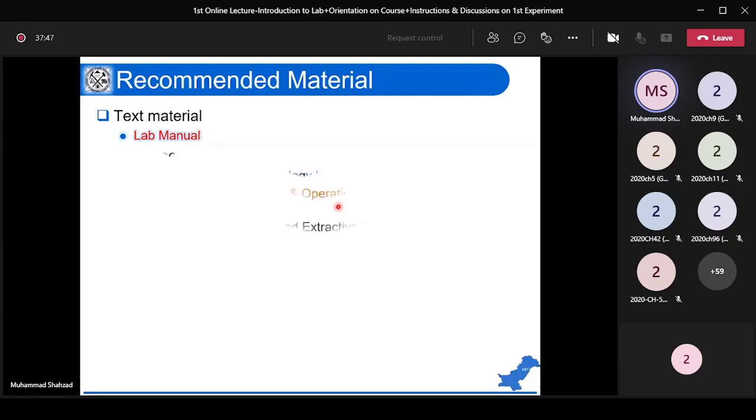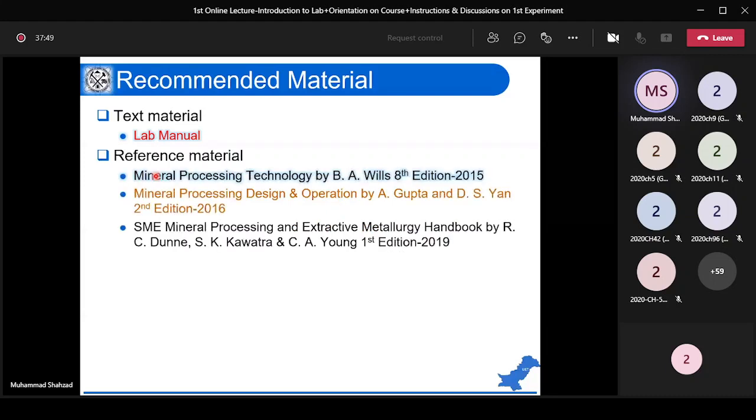And the reference materials. The first book, Mineral Processing Technology by B.A. Wills, 8th edition. It is available on the website Library Genesis. You can download it from there. All these 3 books are available on Library Genesis. But I recommend first you should read the relevant portion from this book. Only the relevant portion. If you want to read the whole book, it is up to you. But I think it is more appropriate if you read the relevant section only first, and then read the relevant sections in these 2 books and understand those things.